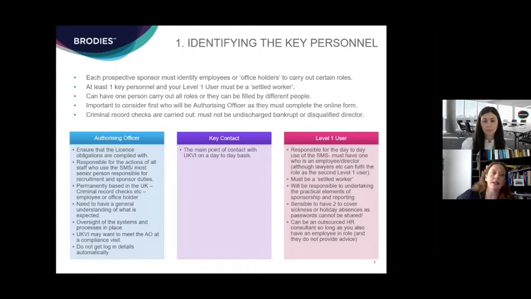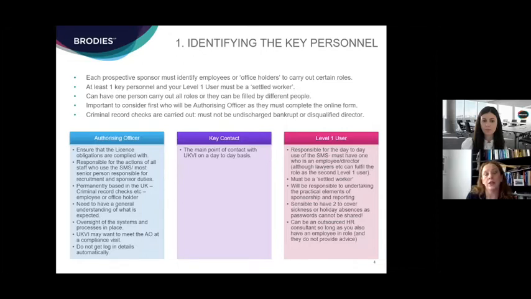The key contact is the person who UKVI would contact on a day-to-day basis about day-to-day matters. And then the level 1 user is the person who will get login details to access the online sponsor management system, and that's the system that's used for the employer to actually be able to go out and sponsor individuals. So they'll be able to do things like issue certificates of sponsorship to staff, etc.